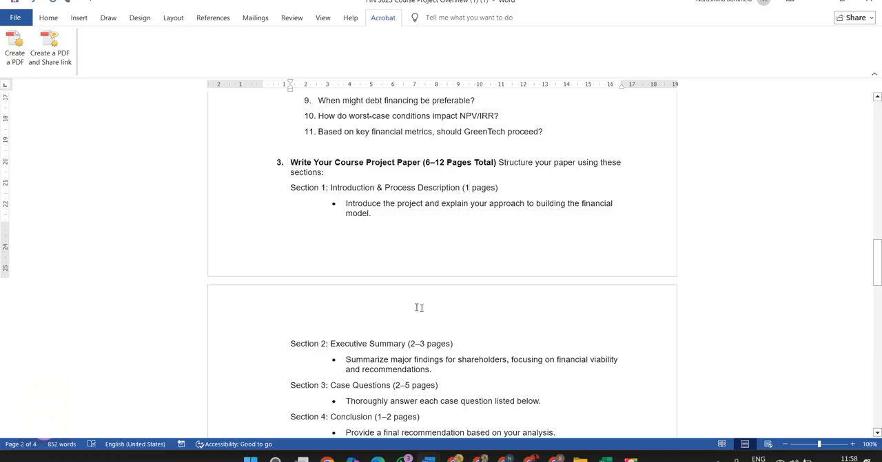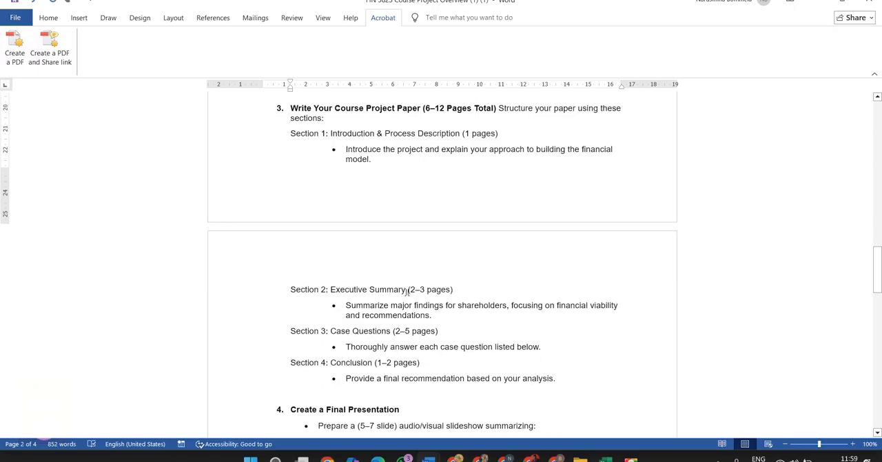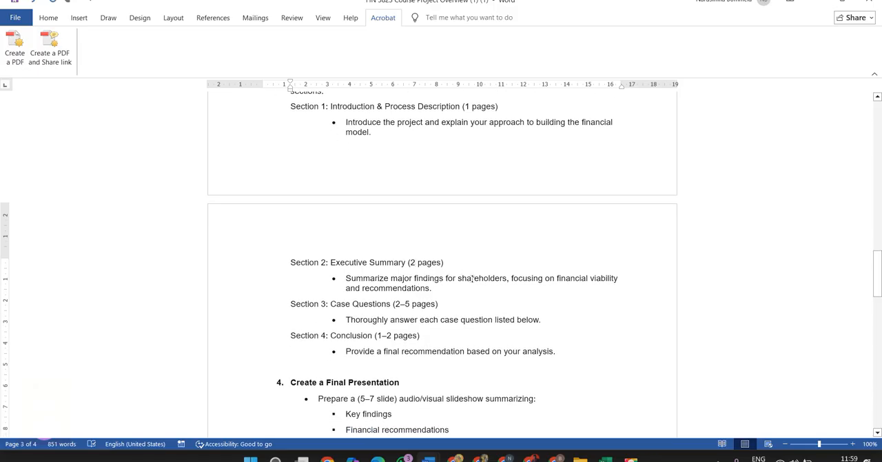You just explain it. And in the executive summary, you write a maximum of 2 pages. Summarize major findings for shareholders, focusing on financial viability and recommendations. What you identified from the basic analysis, the key things, you just mention. Speak about four important elements: how revenue is changing, how working capital is changing, what the cash flows are, and what values we received.